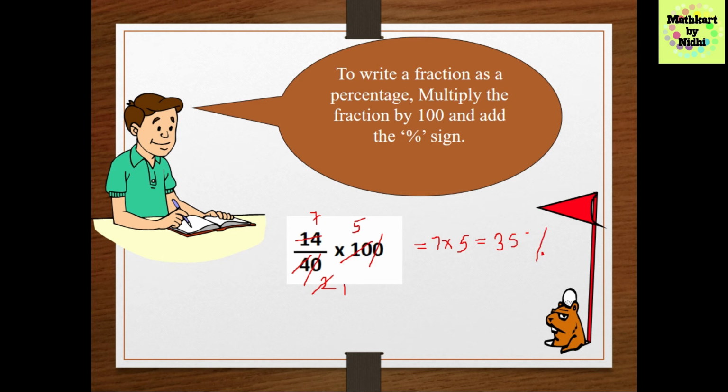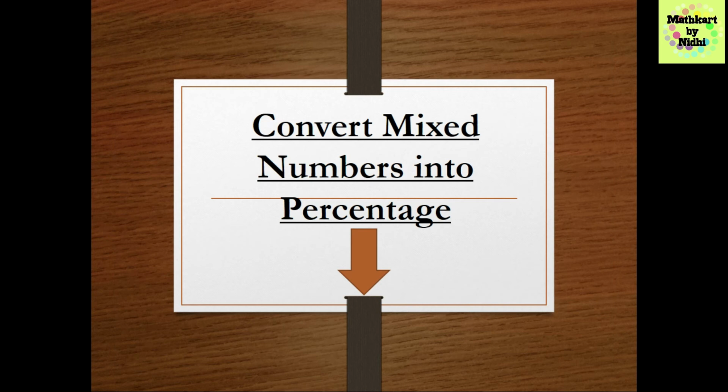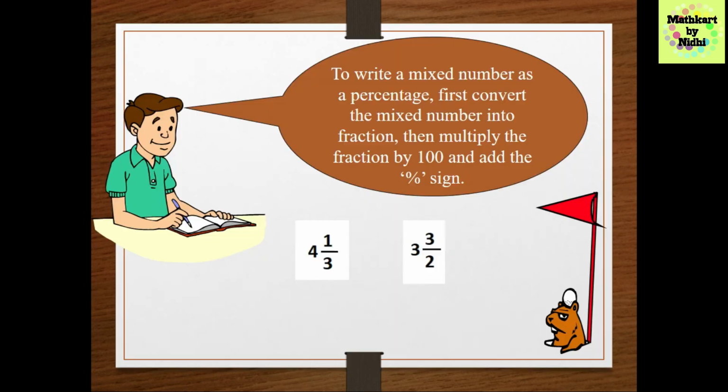Now the next part is when we have to convert the mixed numbers into percentage. So how do we do it? To write a mixed number as a percentage, first convert the mixed number into a fraction. You all know we have done in the fraction chapter how to convert the mixed number into the improper fraction form. Then we need to multiply the fraction by 100 and then add the percentage sign, simply what we have done in the last way.